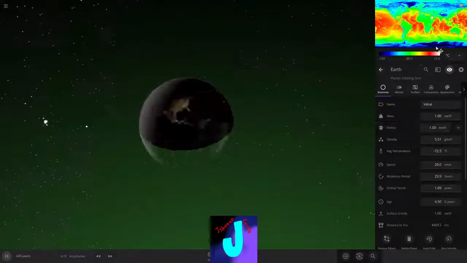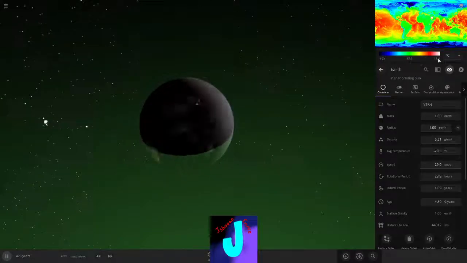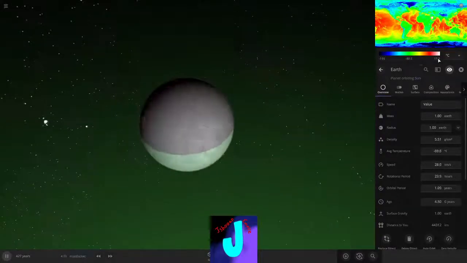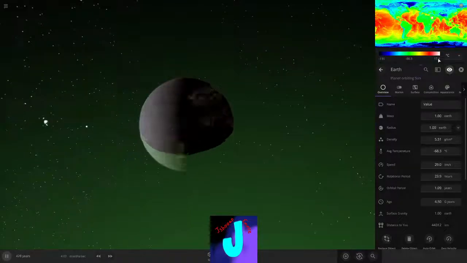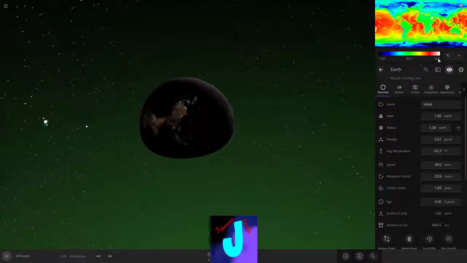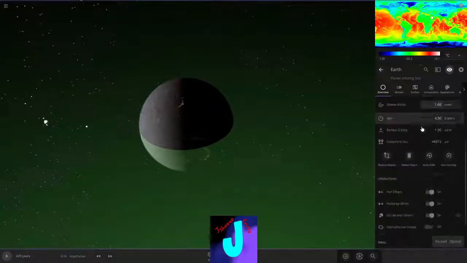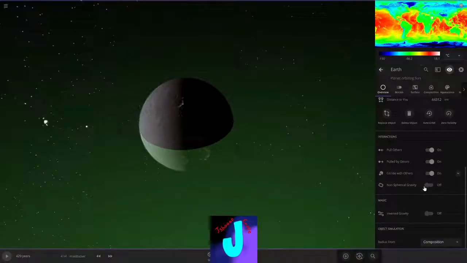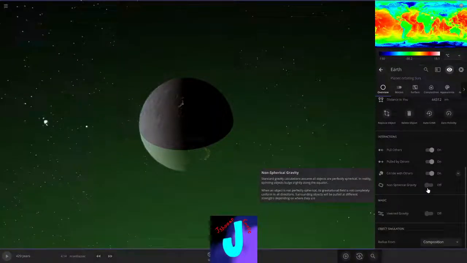Now, that crater is still cooling. Oh, that crater is still cooling off from the collision. Or, no, it's because of the seasons. We might have actually thrown off Earth's tilt a bit. Okay, let's see. Non-spherical gravity. Hold on. Let's see. Gravity calculations assume all objects are perfectly spherical. In reality, spinning objects bulge slightly.